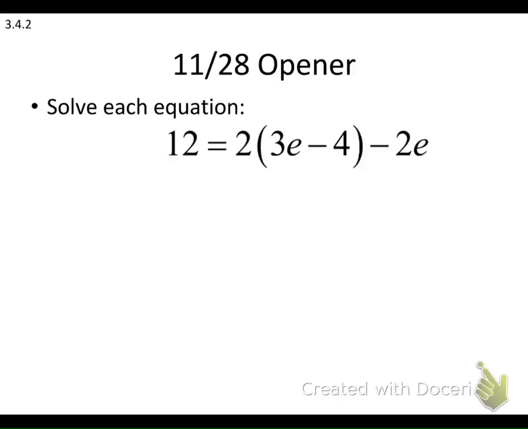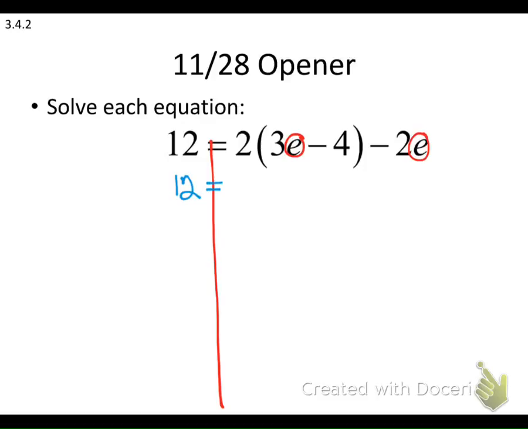This one, it's 12 equals 2 times (3e minus 4) minus 2e. So I'm going to draw my line. I'm going to circle both of my variables so I don't lose a silly point. And then my left side's already simplified for me. I can't do anything with that 12, so I'm just going to go ahead and bring down my 12 and the equal sign. My right side I can simplify.